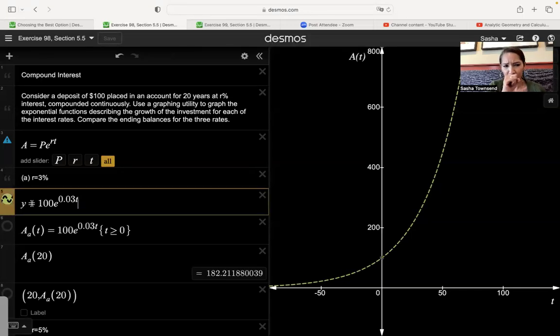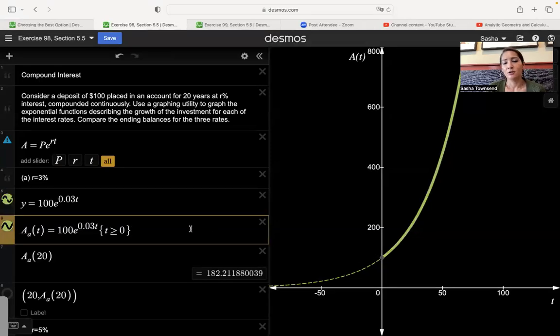If we just graph that exponential function 100 times e to the 0.03 times t, we get this green dotted line. It's that green curve. Now we're only interested in that for times t greater than or equal to 0. So that account balance at t years from now would be given by the solid green curve. And we see that when t equals 0, we get A equals 100, which is what we would expect because that was our initial deposit.